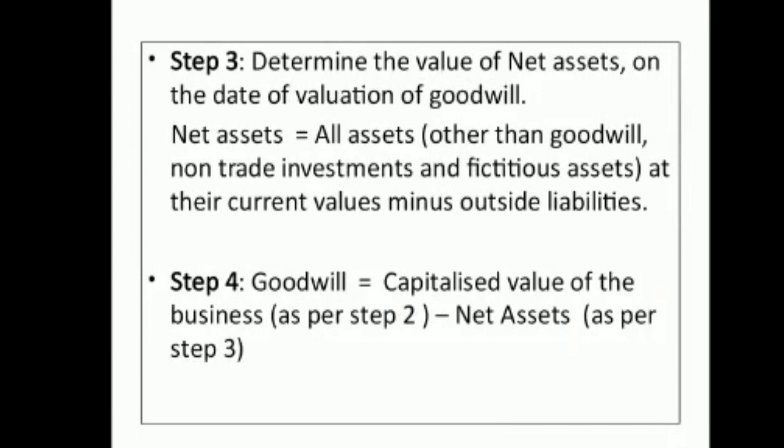Here we determine the value of the net asset. The net asset of the firm is calculated by excluding the goodwill, the non-current investment and fictitious assets. Sometimes we will have some outside liabilities, which also have to be deducted. Now we have the value of the net asset of the business and the capitalization value of the business. These two have to be subtracted to find the goodwill.